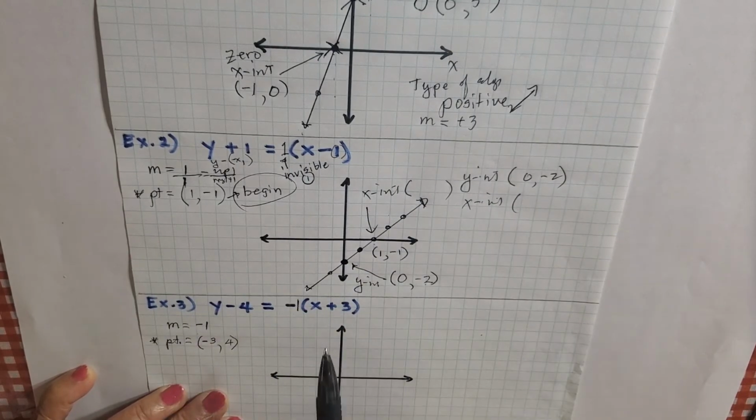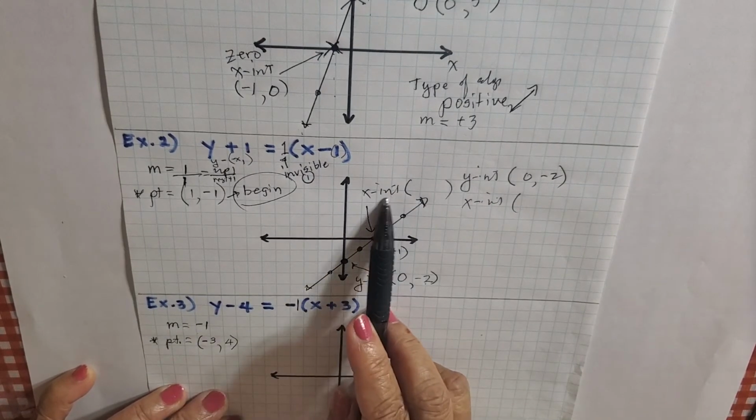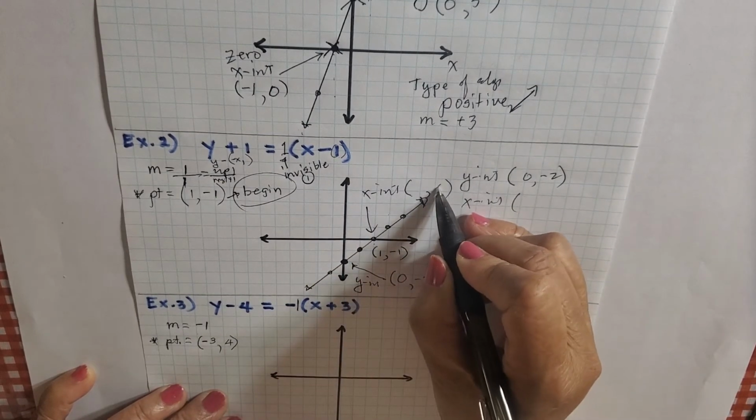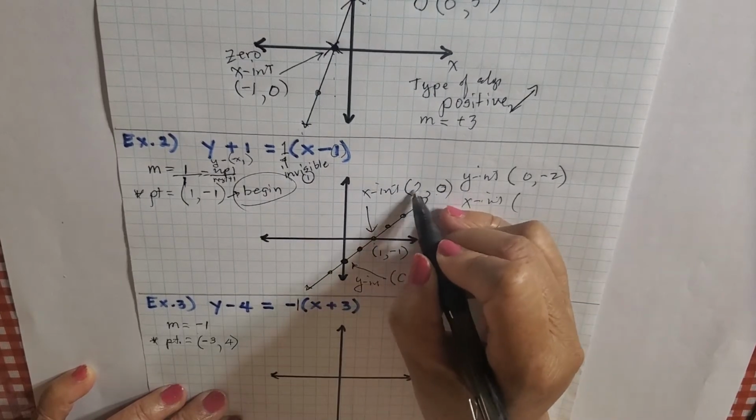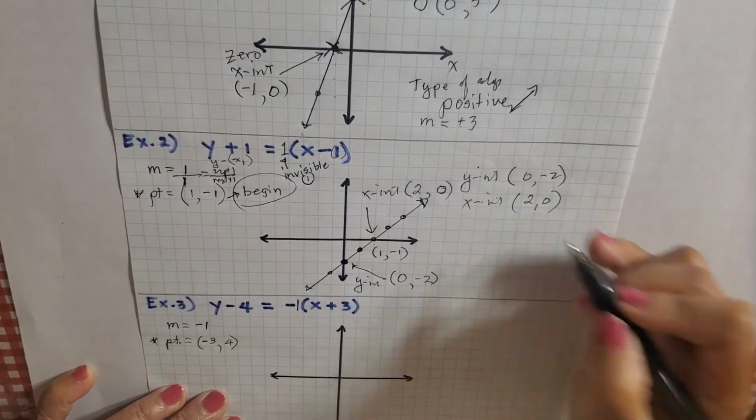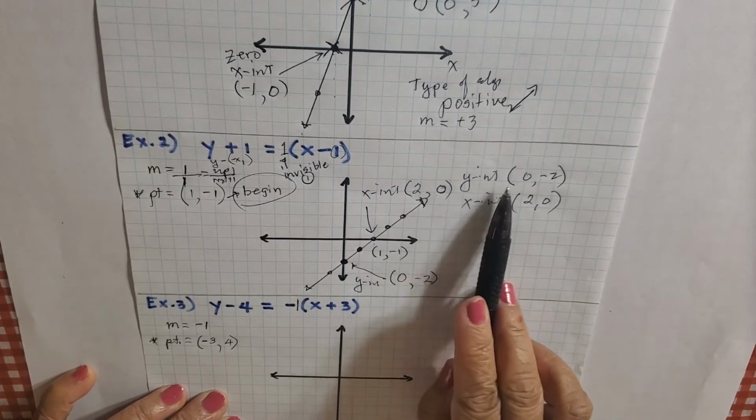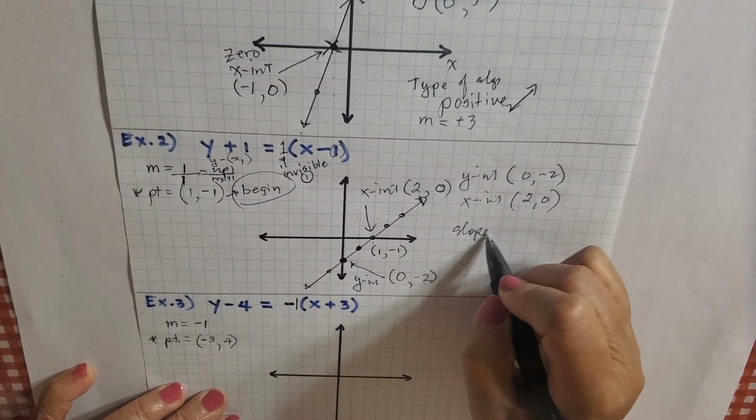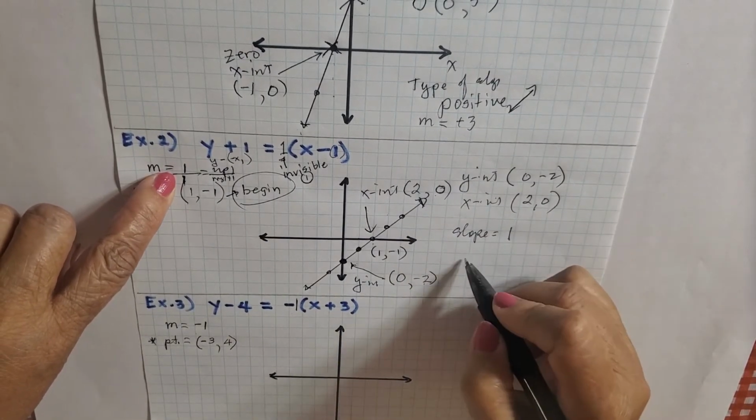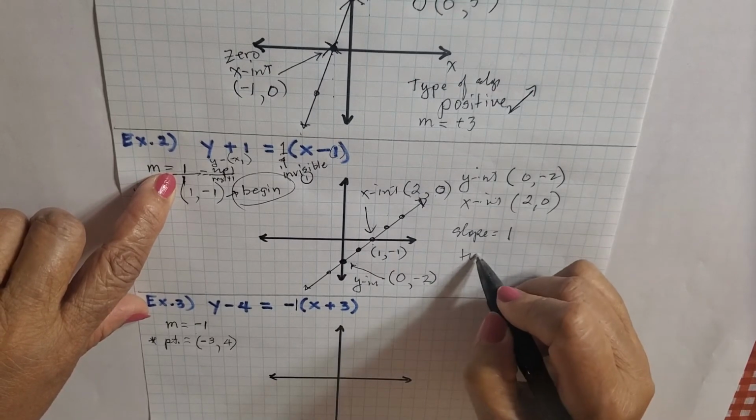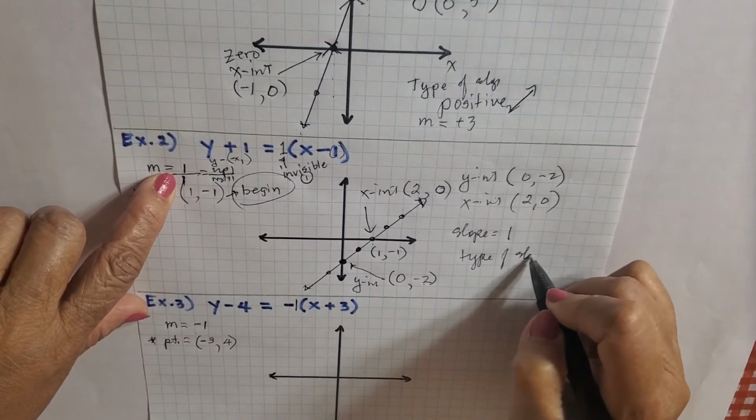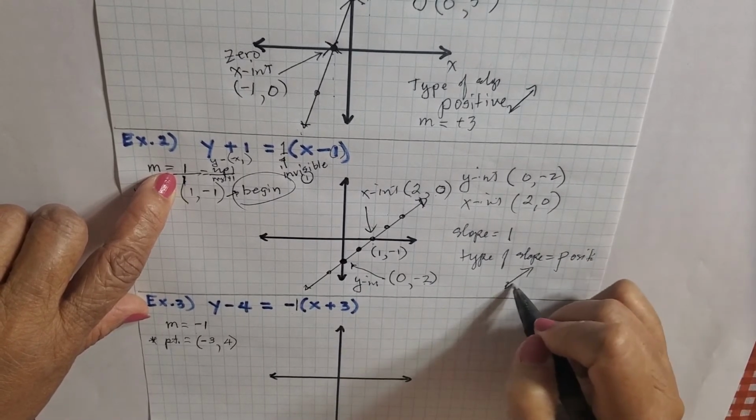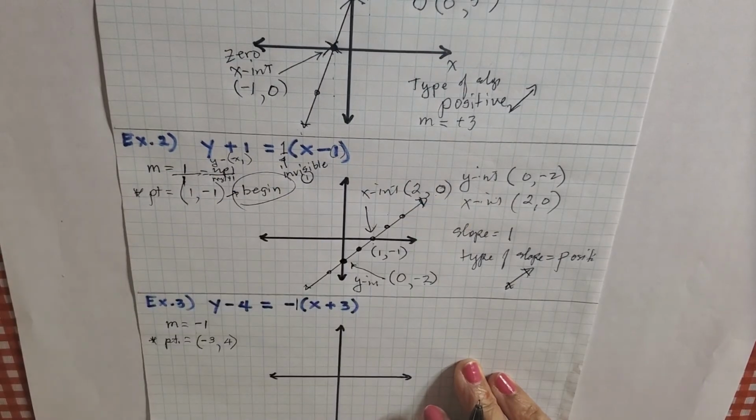To write the coordinate of the point of the x-intercept, there should be a number on the x, and the other coordinate y is 0. So this is 2, 0. Do you see that? Pay attention to your y-intercept and x-intercept. And the slope is 1, and it is positive. Why positive? Because the line is going up.